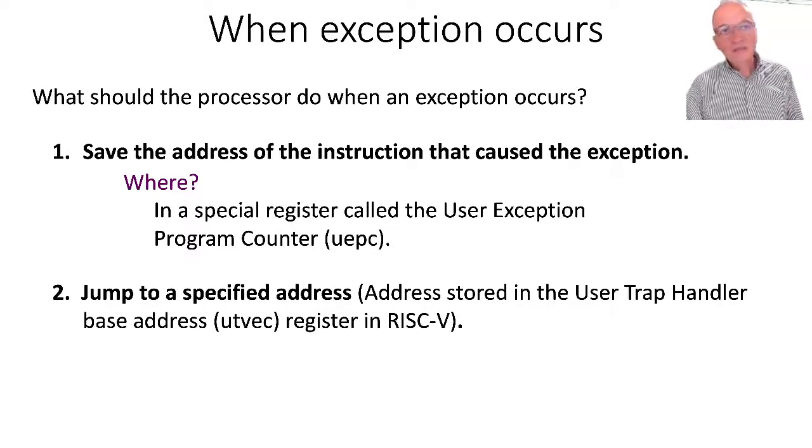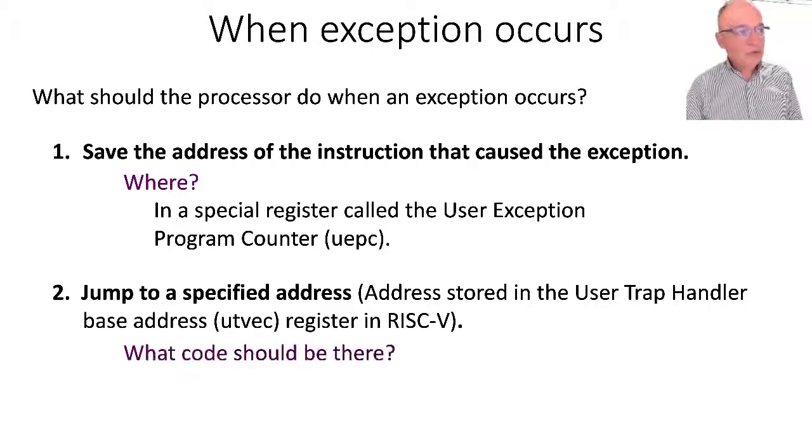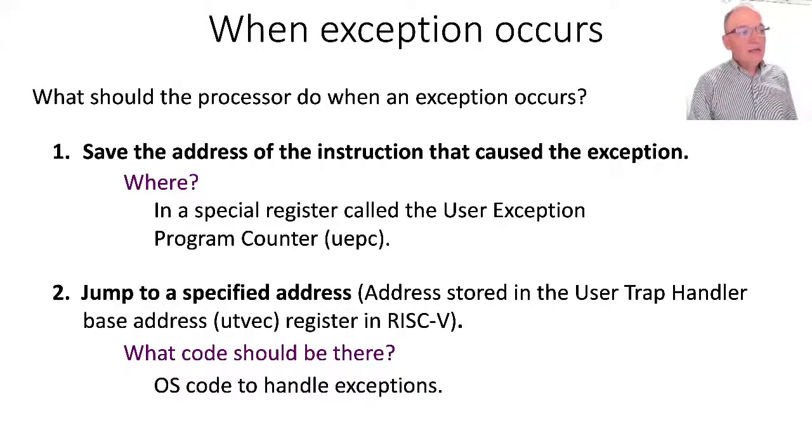Registering in RISC-V. So remember, in the example of the fire, there was a specific place that I needed to go to, and a specific routine that I needed to do to leave the room. This is the address of the first instruction of that routine, the first thing that the processor needs to do when an exception occurs. And the question is, what code should be at that address? At that address, you should have the operating system code that will handle the exceptions.